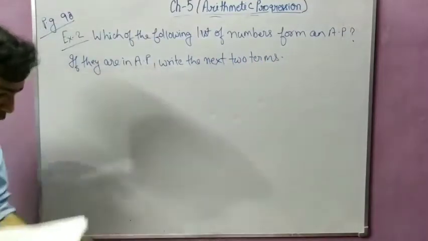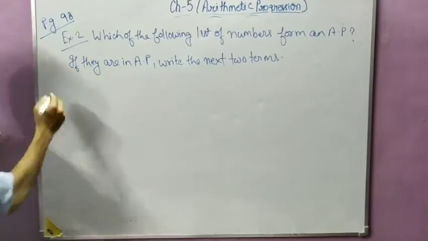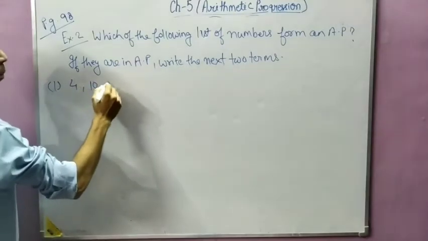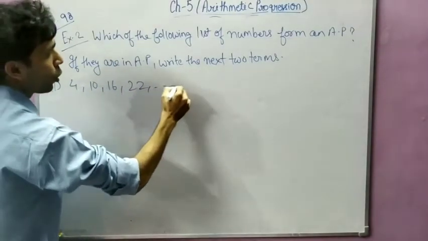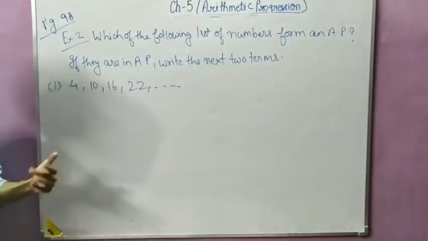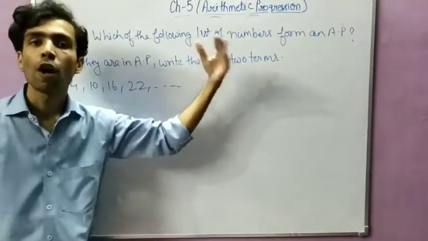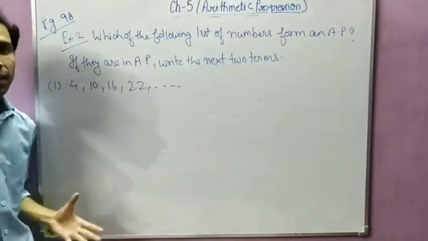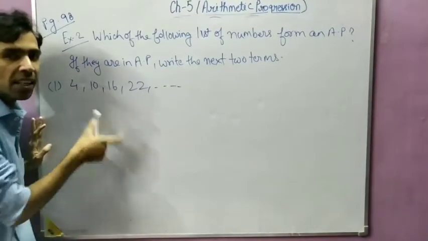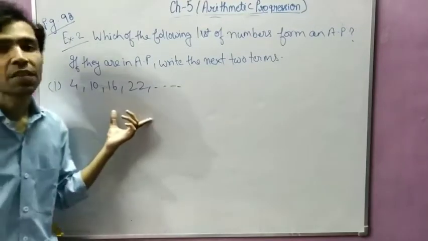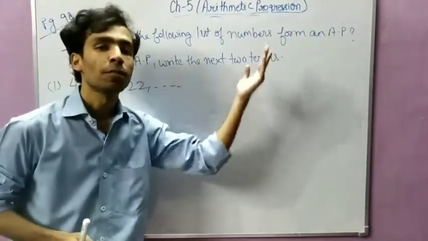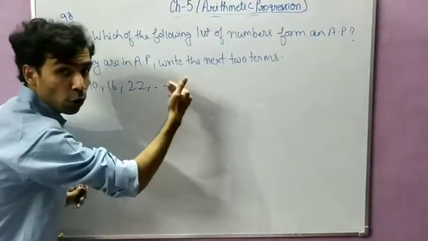Okay, so there are many parts of example number 2, so I am solving the first part. See, 4, 10, 16, 22, dot dot dot. First part is this. In this question, what it is saying is: which of the following lists of numbers form an AP? Four parts are given. I have written only the first part. So first you have to check whether this sequence is in AP or not. And if they are in AP, then you have to write the next two terms. Next two terms means the terms that come after this.